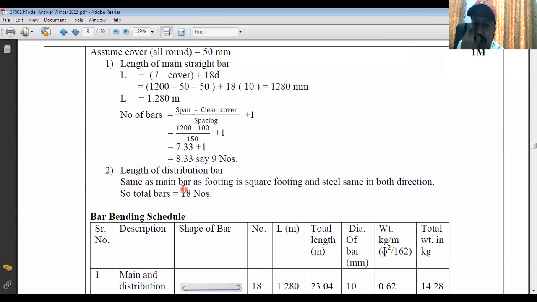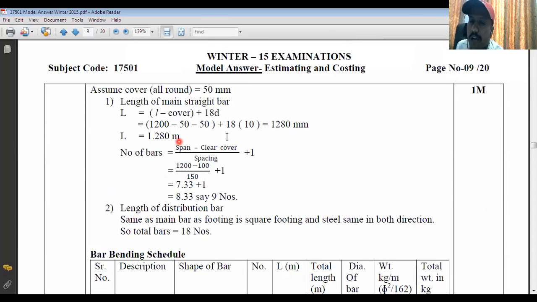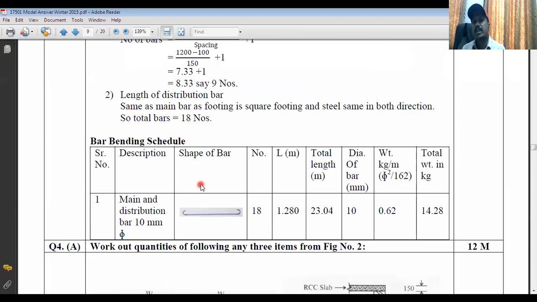Okay. So again, for the distribution bar, all our calculations remain the same. Total number of bars is nothing but 18. As per our bar bending schedule, you just prepare it and tabulate all the things. Total number of bars 18 is written here because they have not taken separate calculations for main bar and distribution bar, because the diameter and the spacing remain the same.